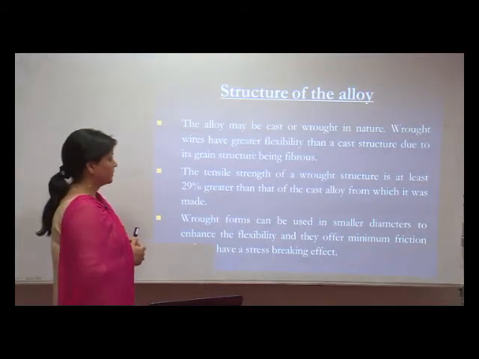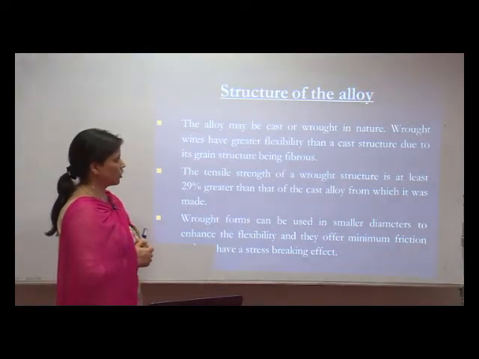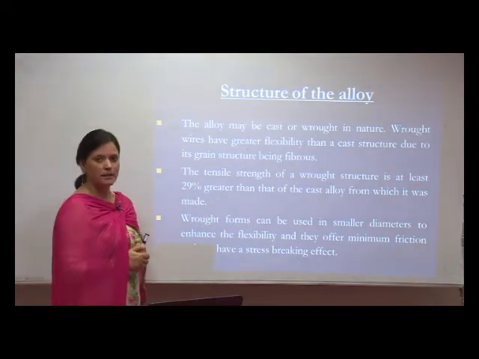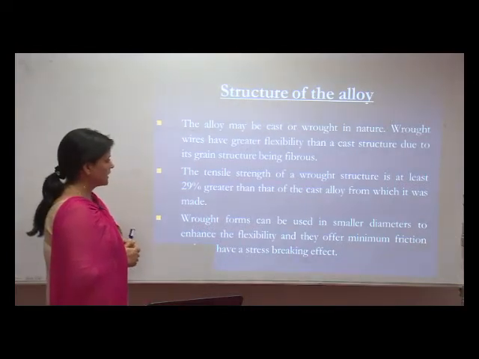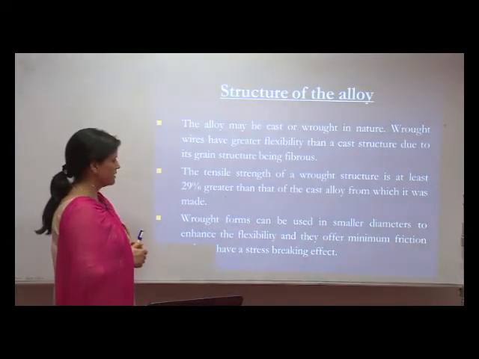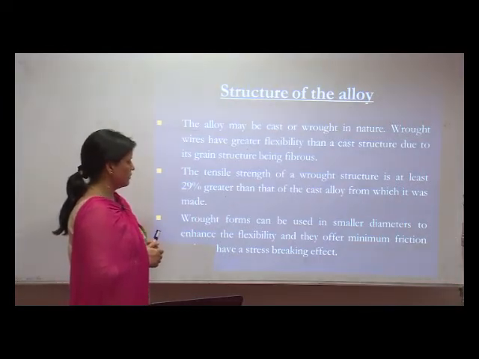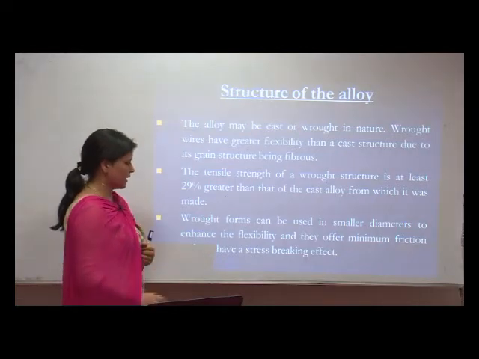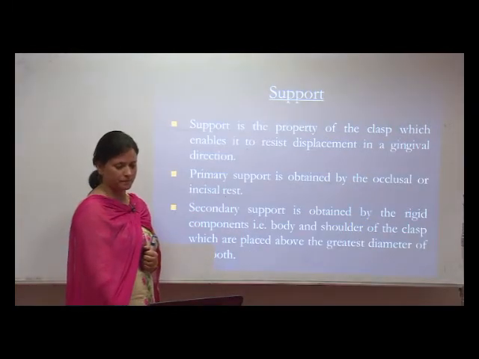Structure of alloy. The alloy may be cast or wrought in nature. Wrought wires have greater flexibility than a cast structure due to their fibrous grain structure. The tensile strength of a wrought structure is at least 20 percent greater than the cast alloy from which it is made. Wrought wire forms can be used in similar diameters to enhance the flexibility.